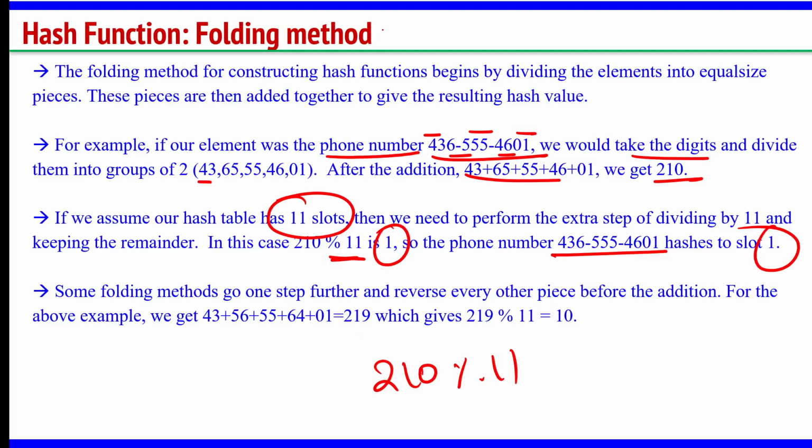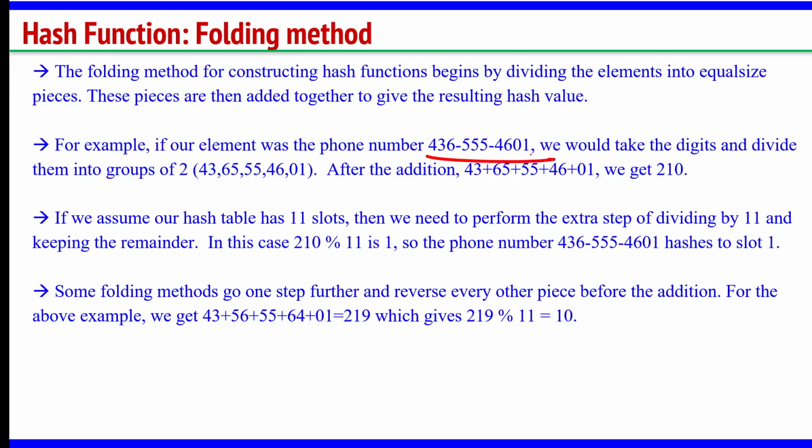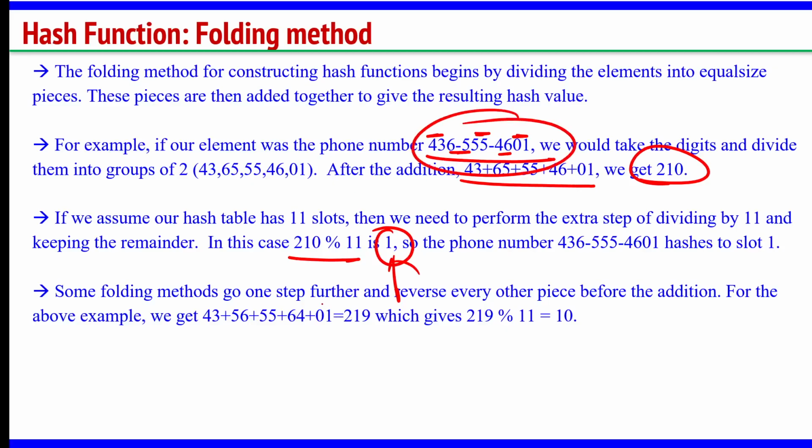Okay, so this is one important method, the folding method. Whichever key you want to store in the hash table, you take the summation of the two-digit groups, and you get 210. That 210 modulo the table size gives you an index. At this index you place this large phone number, right? That is one method.